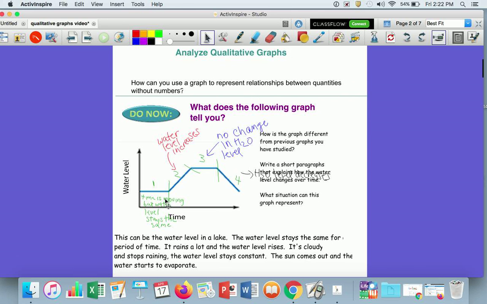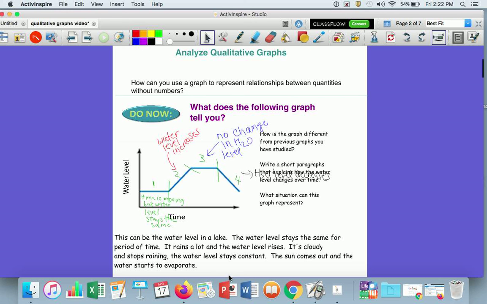The graph starts with the water level remaining at a constant. It then rises at a constant rate, which is illustrated by the straight line. The line would be curved if it wasn't a constant rate. Next, it remains constant again, which is why there is a straight line here. Finally, it decreases at a constant rate. And I know it's a constant rate because it's a straight line.